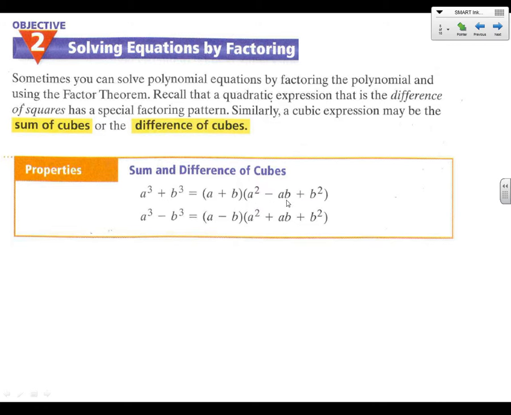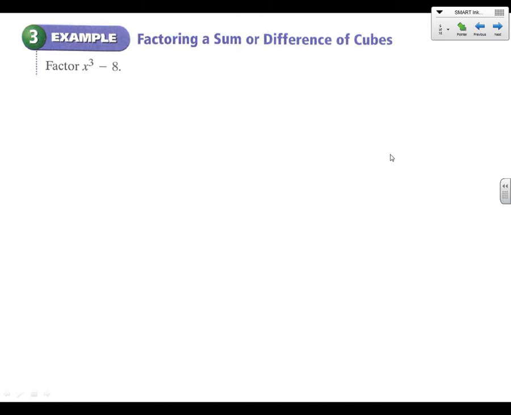It's a squared, ab, b squared, a squared, ab, b squared, but if you're doing addition here, subtraction here. If you're doing subtraction here, addition here. The last one's always addition. So get those down. You're going to have to memorize those formulas, and we're going to use them right now.